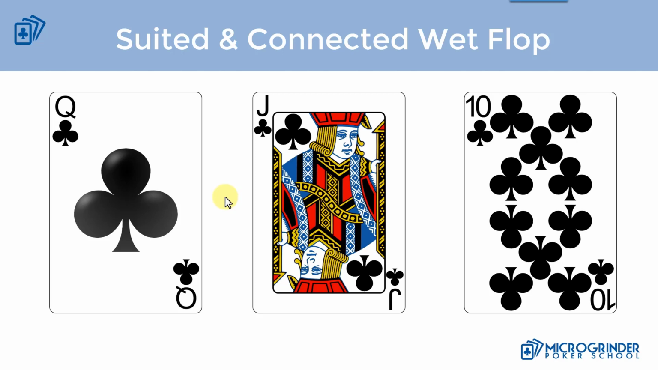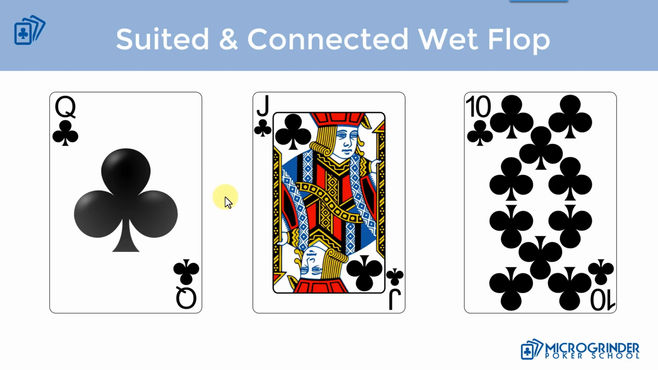Now, additionally, this is kind of the worst situation you could be in, a suited and connected wet flop. So queen, jack, 10 of clubs combines those two that we just talked about. So let's think about this. Let's say that we have queen ace of hearts. Now, yes, we do have the king that's going to complete our straight, but again, our opponent could have flopped two pair, they could have flopped a set, they could have flopped a flush, they could have flopped a straight, or they could have all sorts of different combination draws.